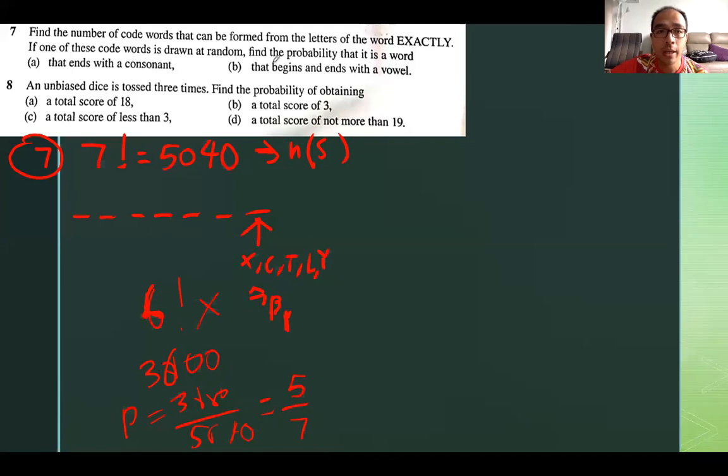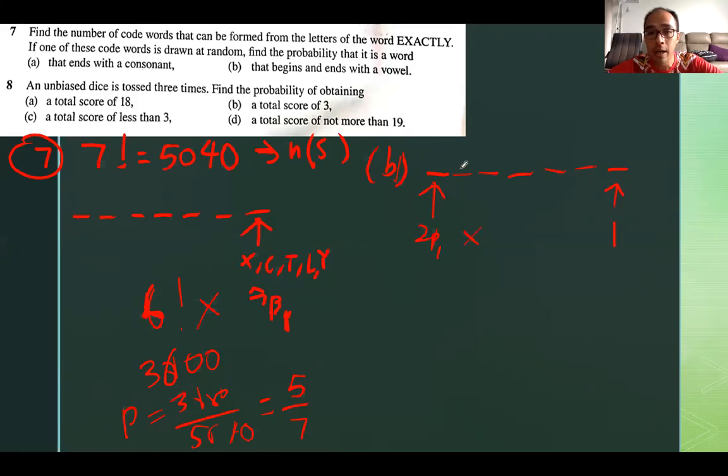Let's look at question B. That begins and ends with a vowel. So 1, 2, 3, 4, 5, 6, 7. The last one is a vowel, and the first one is also a vowel. Let's consider the first one first. How many vowels are there? A and E only, right? So this is 2P1. Once you put one vowel over here, the other one will be just one way left.